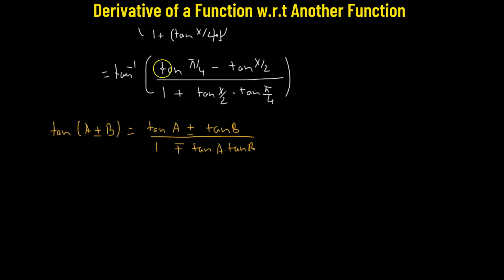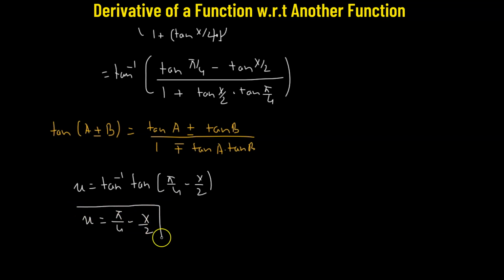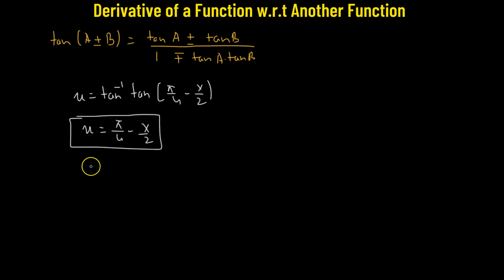So we can rewrite the expression as u equal to tangent inverse of tangent of a minus b. Here a is pi over 4 and b is x over 2. Now tangent inverse of tangent of pi over 4 minus x over 2 is simply u equal to pi over 4 minus x over 2. So this is the simplified form of our u. Now we can finally take its derivative with respect to x. It's a very simple derivative, which will give us derivative of pi over 4 equal to 0, and the derivative of negative x over 2 will be negative half. Let's label this as number 1.